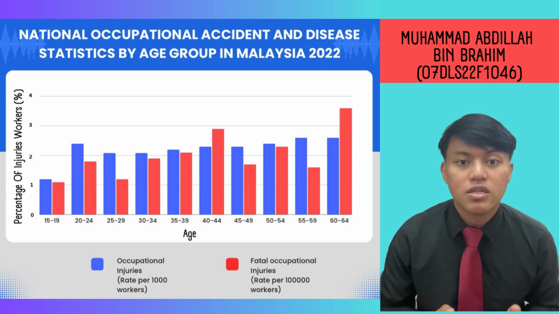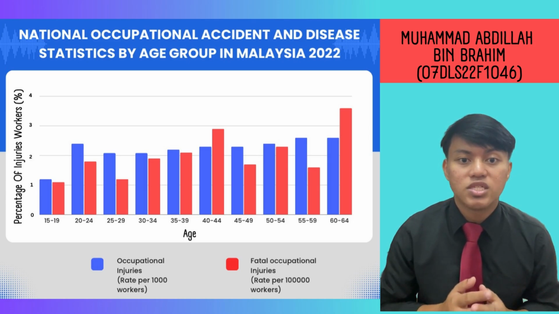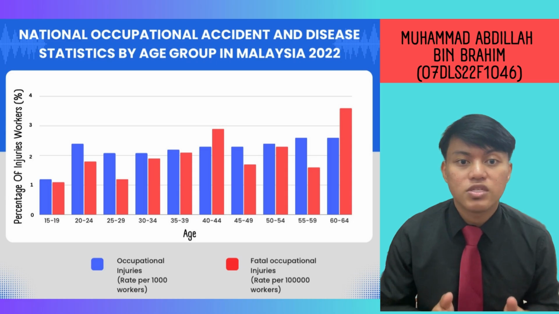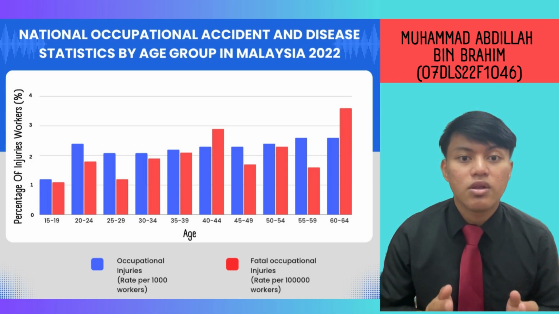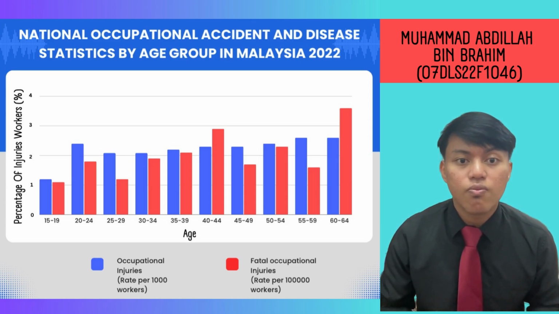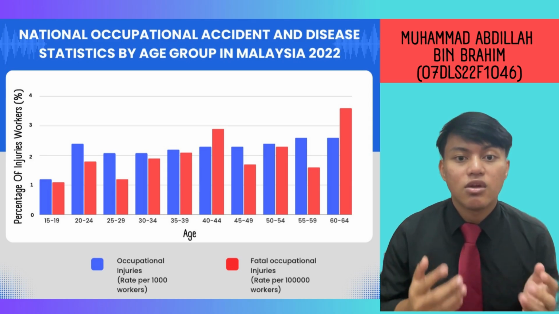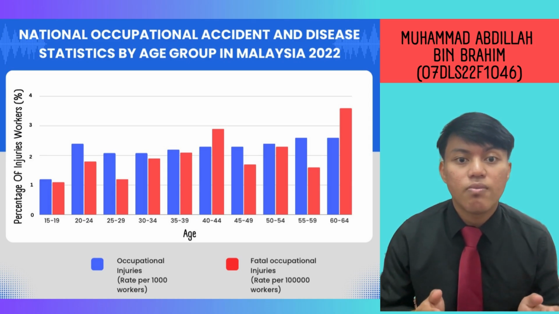Next, the lowest percentage for the fatal occupational injuries is at 1.0%, which is the group from age 15 to 19 years old. Meanwhile, the highest percentage for the fatal occupational injuries is at 3.78%, which is the group from age 60 to 64 years old. This is because people at the age of 60 to 64 years old are more likely to experience body aches and lack the strength to lift or perform heavy work.